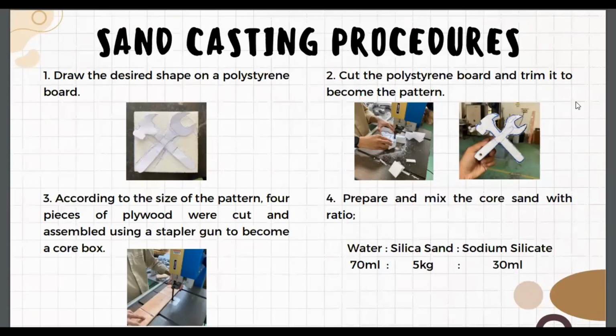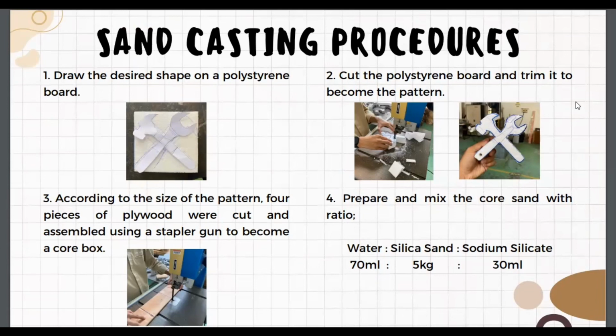I will present about the sand casting procedures. The first step of sand casting procedures is to draw the desired shape on a polystyrene board. Second, cut the polystyrene board and trim it to become the pattern. Then, according to the size of the pattern, 4 pieces of plywood were cut and assembled using a stapler gun to become a core board.